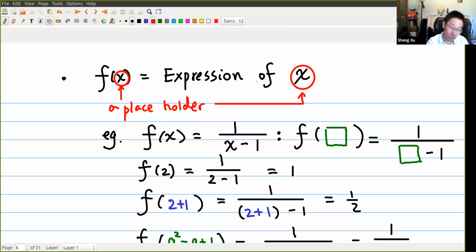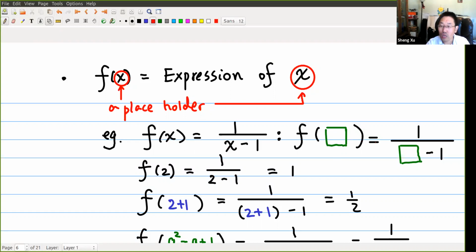So you should consider this x as a placeholder. What does that mean? If you give me an x, what's the output? You subtract 1 from x, then you take the reciprocal. This x just holds a place in this expression. So whatever input you give me, I use a box here, and you can fill whatever in this box. Then the output would be what?